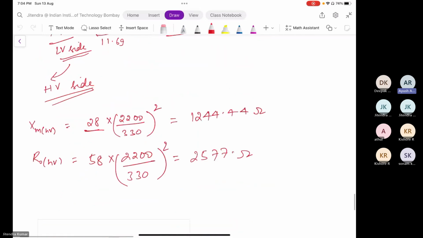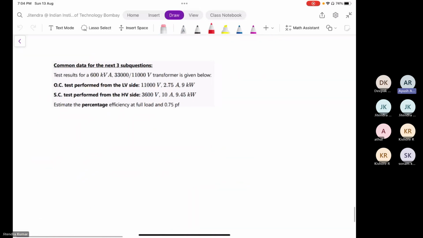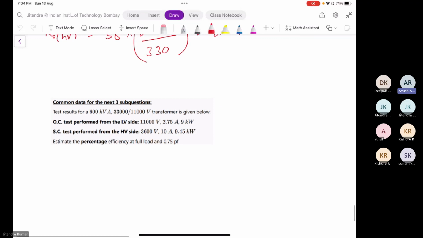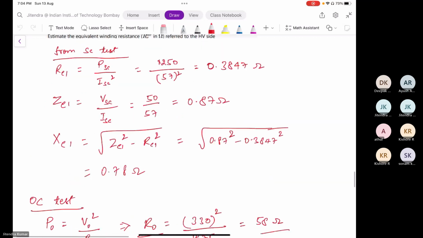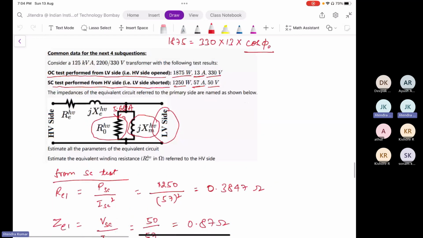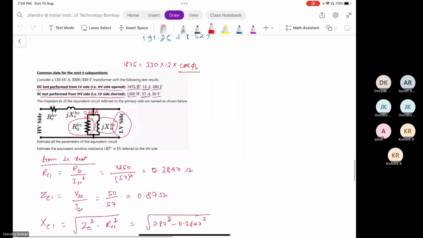Sir, please, may you go through the relationship between the magnetizing reactance and copper loss resistance referred to the primary and the secondary side. Are you able to see? Yes, sir.